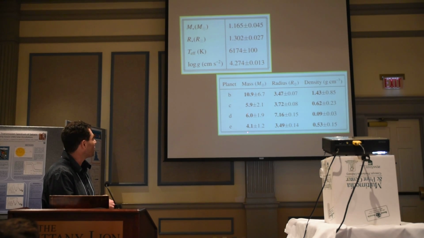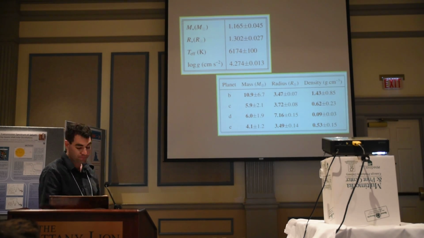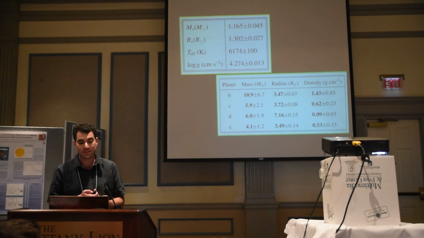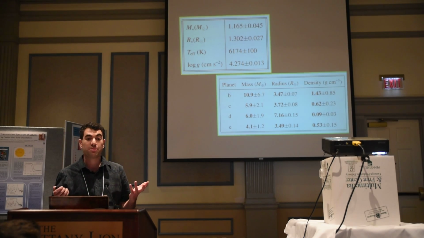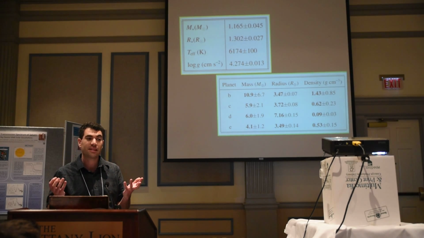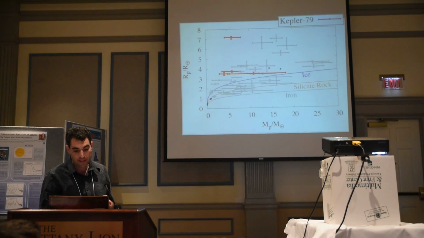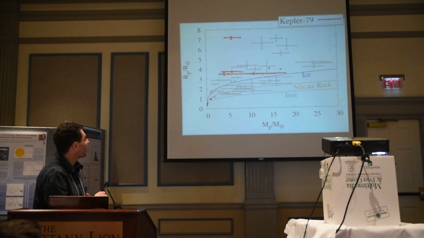They're all super-Earth and sub-Neptune mass planets. They've got a range of sizes and a huge range of densities. The standout one here is Kepler 79d at less than 0.1 grams per cubic centimeter. It's super-Earth in mass, but its density is comparable to the air in this room. So it is something of an anomaly. Here it is on the mass radius diagram.